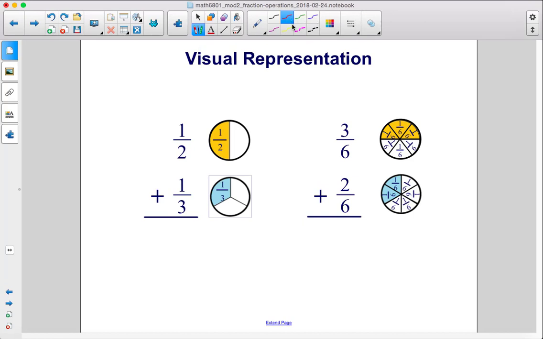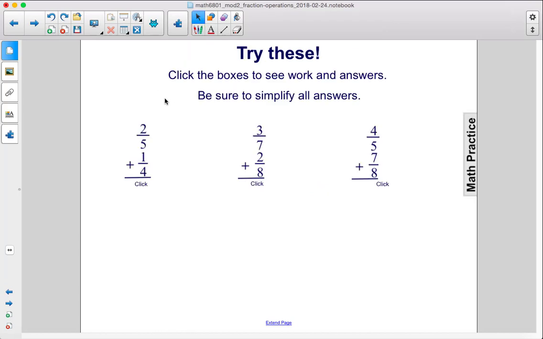So when you add those together, you can add the numerators, 3 and 2, and you get 5/6. So that would be adding in 1, 2, 3 more portions of this circle. So that would be your answer, 5/6. Try these. Click the boxes to see the work and the answers.